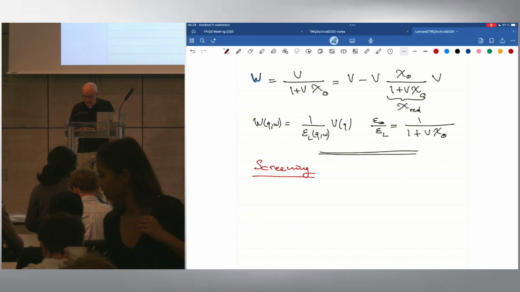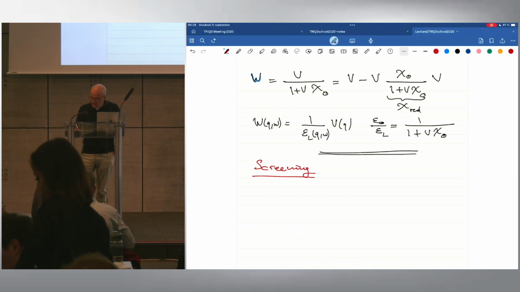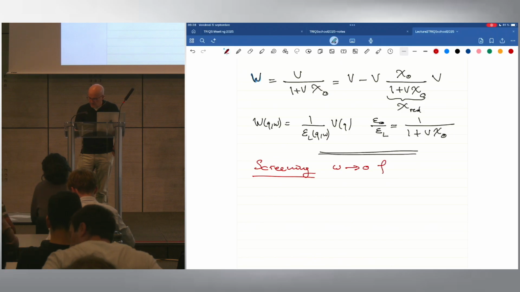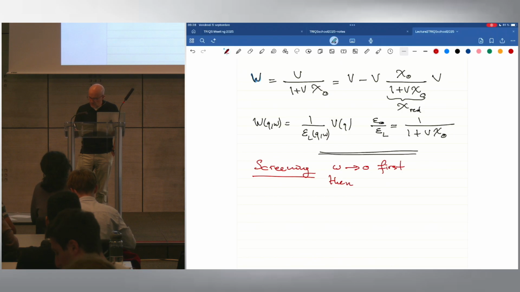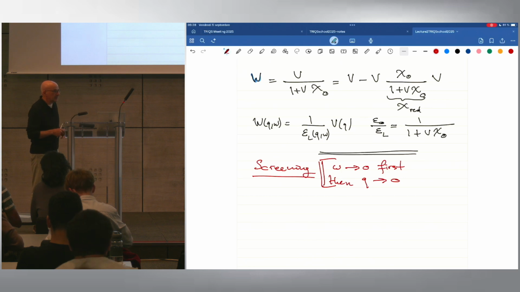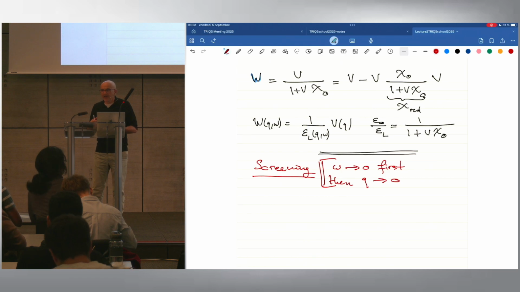So let me take the limit of static screening, where I send omega to 0 first, and then Q goes to 0. I say this because you may or may not know that, and I don't know if Hugo has described this, but he has? No? Okay.